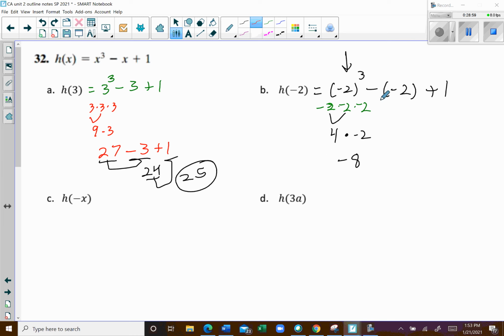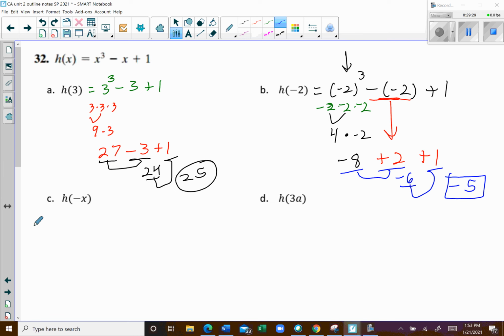Then in my second term right here, I'm subtracting the negative, so that will become a +2. And then I have the +1 right there. So we'll go ahead and combine all this. So let's see. -8 plus 2 is -6. And then -6 plus 1 would give us a -5. So we end up with -5 on part B.